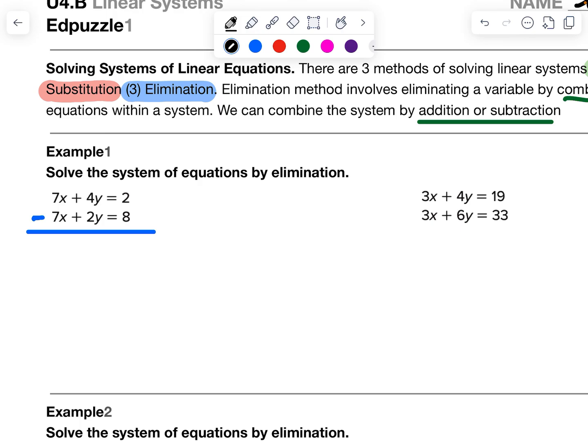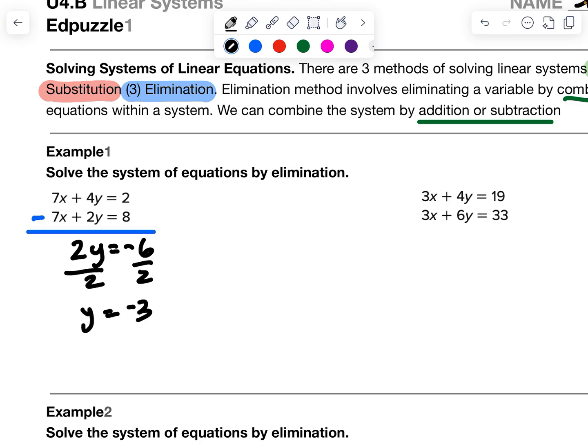So if I'm going to subtract 7x minus 7x, 0 goes away. 4y minus 2y is 2y, and then 2 minus 8 is negative 6. Boom, I've eliminated a variable. So easy, so quick, so simple. Now I just need to solve for y. Again, I'm going to divide both sides by 2, and we get y equals negative 3. The next step here is to find the x.